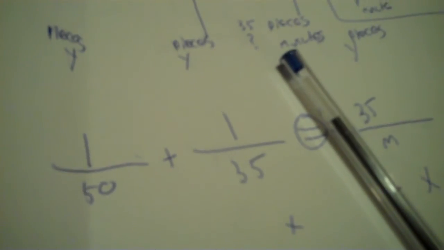But we need to add these, okay? 1/50th plus 1/35th. Okay, 17 over 350. So I add those, and that's what that added to. And how? Same way it did over there with the first problem.